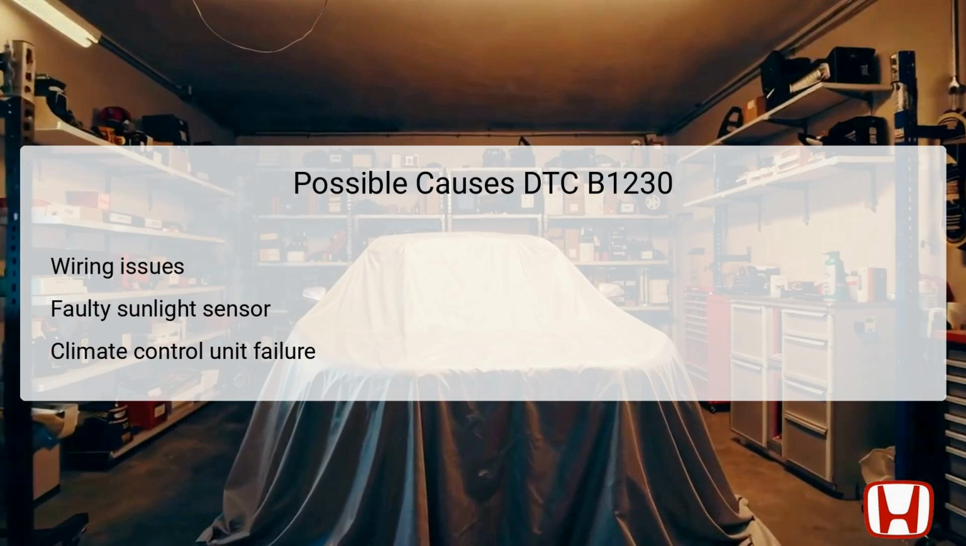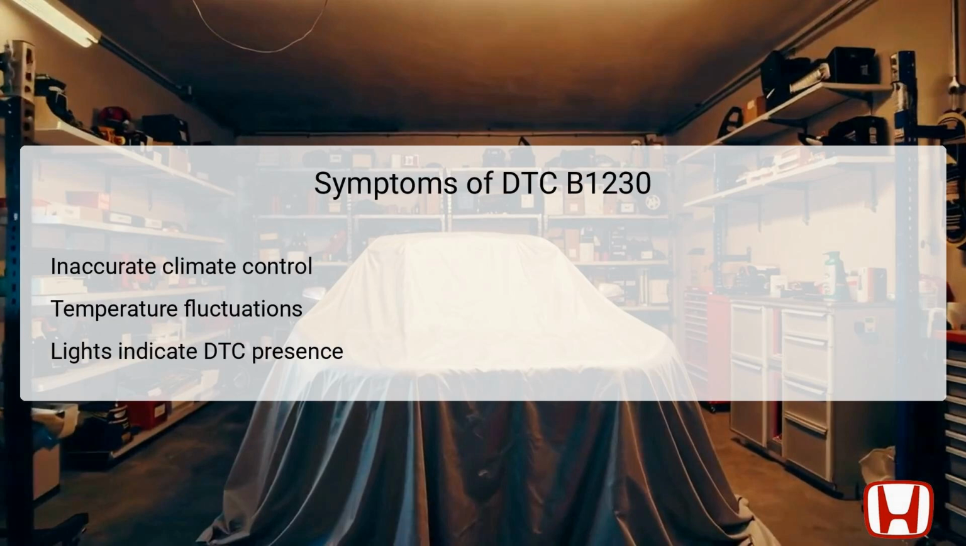Diagnosing these issues requires a systematic approach, starting with verifying the existence of the DTC and then testing each component in the circuit to isolate the problem. It's crucial to follow these steps to determine the exact cause effectively. When DTC B1230 is present, drivers and passengers may experience inaccurate climate control responses. This issue could manifest as inconsistent heating or cooling, regardless of the settings chosen.